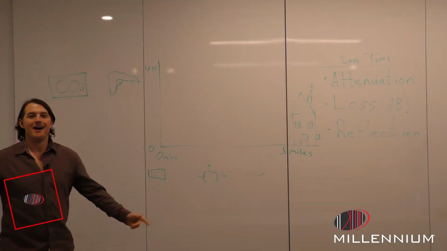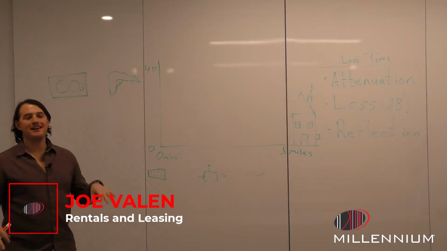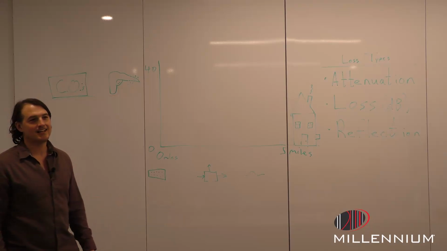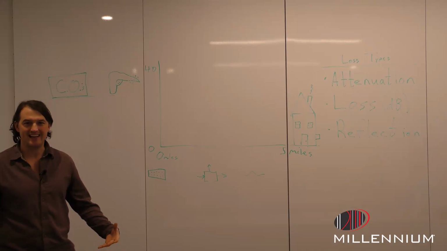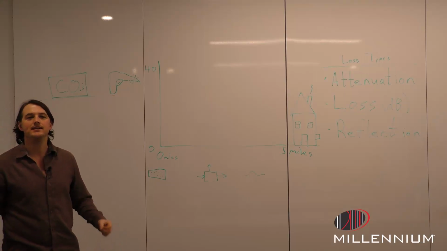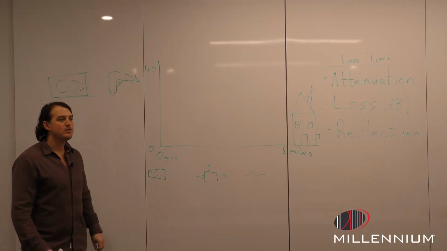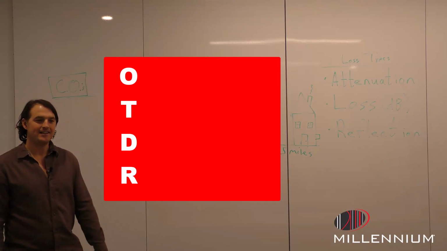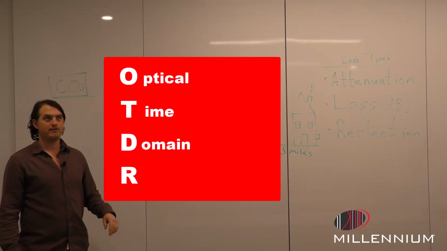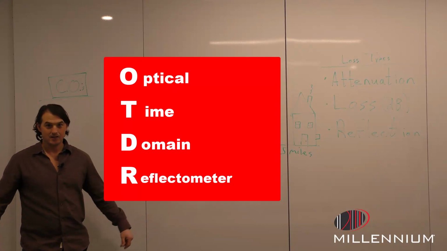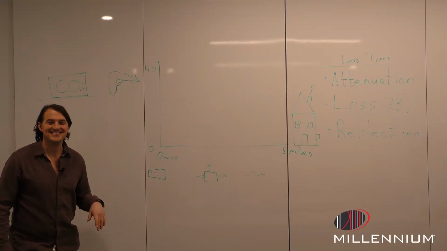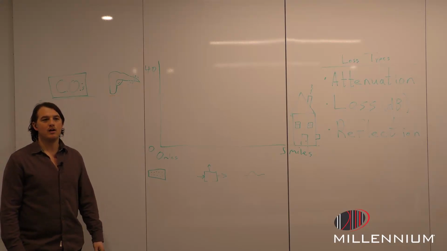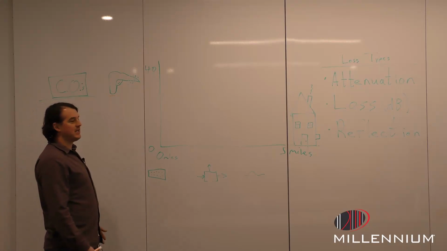Hey everybody. The point of today's exercise is to get the basics and principles of fiber testing, and in particular OTDR testing. OTDR stands for optical time domain reflectometer, which is why nobody says it, they just say OTDR. OTDR testing is used for finding where an issue is.